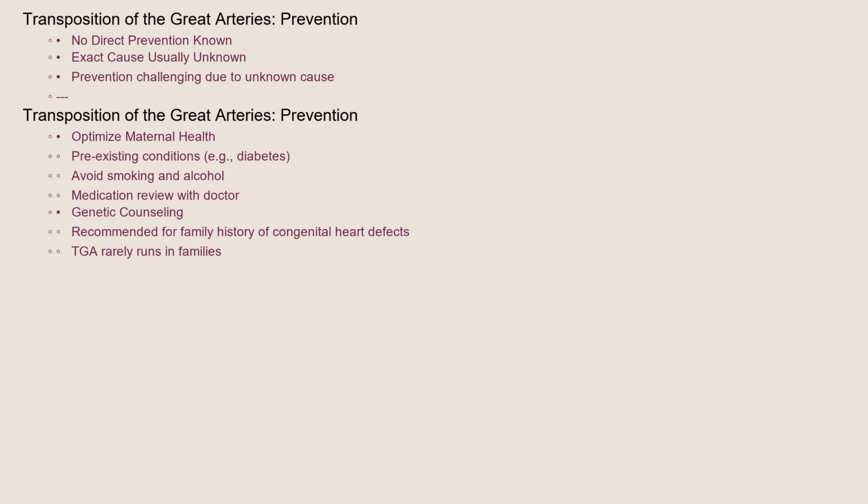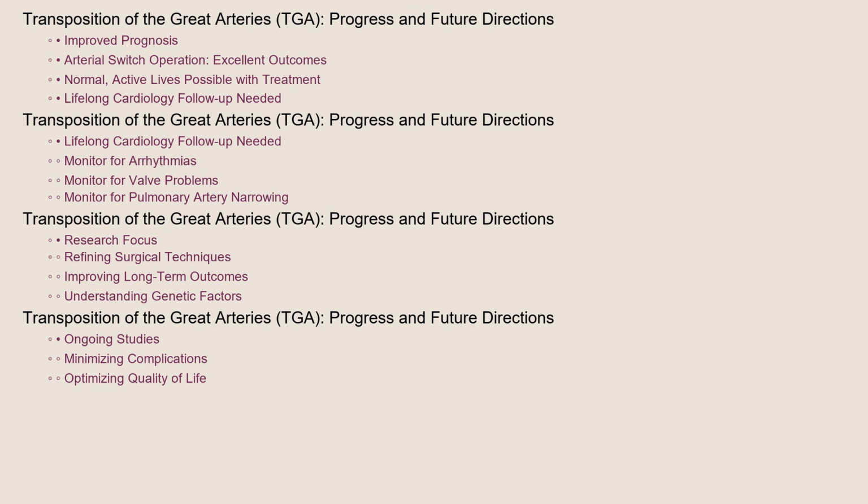Currently, there is no known way to directly prevent transposition of the great arteries. Because the exact cause is usually unknown, preventative measures are hard to implement. However, women planning to become pregnant or who are pregnant can focus on optimizing their overall health. This includes managing pre-existing conditions like diabetes, avoiding smoking and alcohol consumption, and discussing any medications with their doctor to ensure they are safe during pregnancy. Genetic counseling may be recommended for families with a history of congenital heart defects, though TGA rarely runs in families.